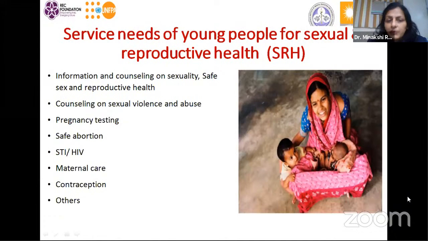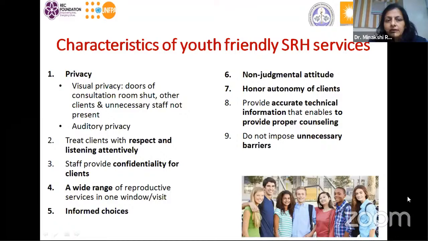So basically, these are the service needs of young people under sexual and reproductive health issues. They need good information and counseling about sexuality, safe sex and reproductive health. They need good counseling on sexual violence and abuse. They should have services for pregnancy testing, safe abortion, and prevention of STI and HIV transmission. They should have good access to maternity care, contraception and mental health services. So these are the different features of youth-friendly health services.